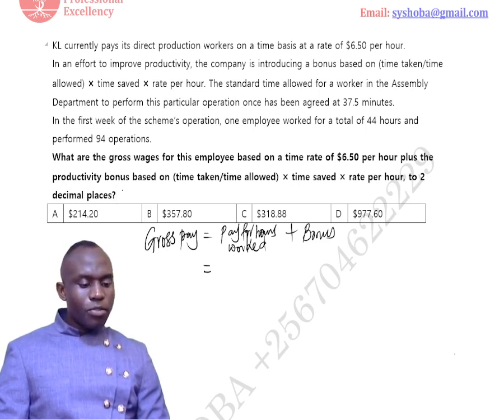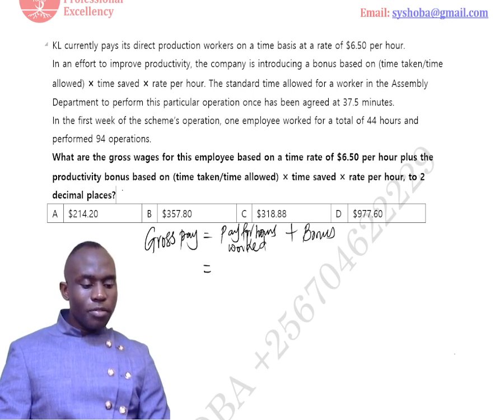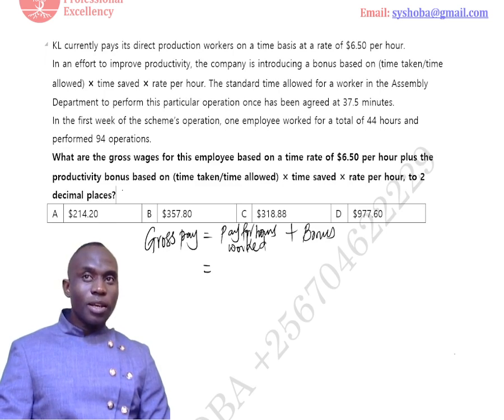Now the standard time allowed for a worker in the assembly department to perform this particular operation is agreed to be 37.5 minutes. So to produce an operation or a unit, it takes 37.5 minutes. That is the standard time. In the first week of the scheme, a certain employee worked for a total of 44 hours and he produced 94 operations. So they want us to calculate the total payment for that employee.